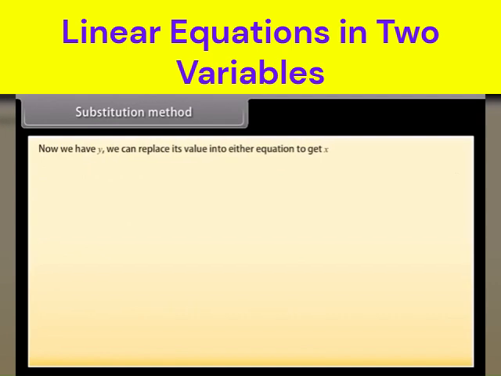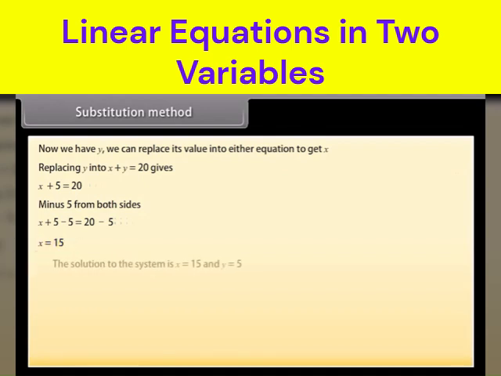Now we have y. We can replace its value into either equation to get x. Replacing y into x plus y is equal to 20 gives x plus 5 is equal to 20. Minus 5 from both sides: x plus 5 minus 5 is equal to 20 minus 5. x is equal to 15. The solution to the system is x is equal to 15 and y is equal to 5. Indeed, 15 plus 5 is equal to 20 and 15 minus 5 is equal to 10.